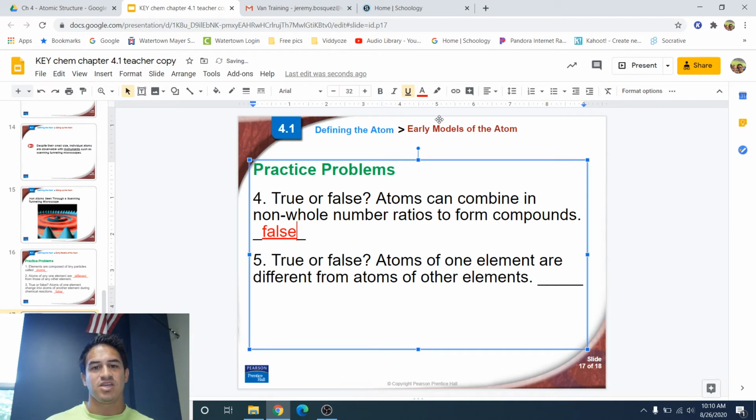So this is basically saying you have to take whole atoms, like one whole atom and another whole atom, and combine them in a 1-to-1 ratio. You can't take half of one atom and half of another one and put them together to make one atom. You can't do that. They don't work that way.